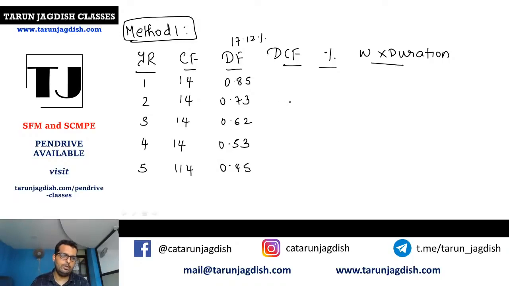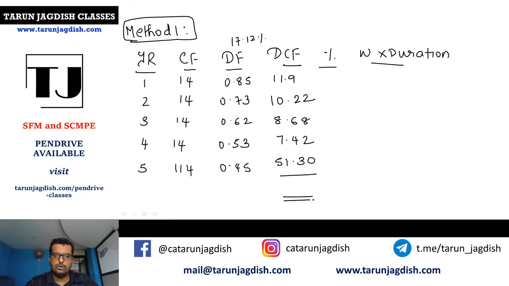So my discounted cash flow will be, friends, one small tip. 14 is a constant number, so in your calculator you can do a shortcut. You just have to do 14 into 0.85 equal to. You get 11.9. Then you don't have to do 14 into again. Just do 0.73 equal to, you will get the next answer. That is 10.22. 0.62 equal to 8.68. 0.53 equal to 7.42. The last one will be 114 into 0.45. I'll get the answer as 51.30.